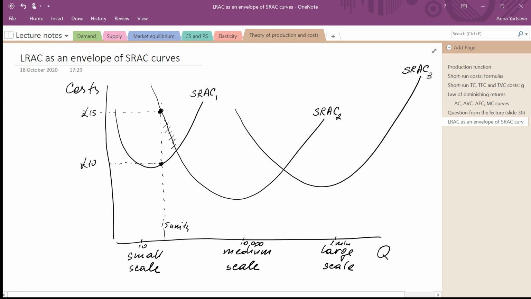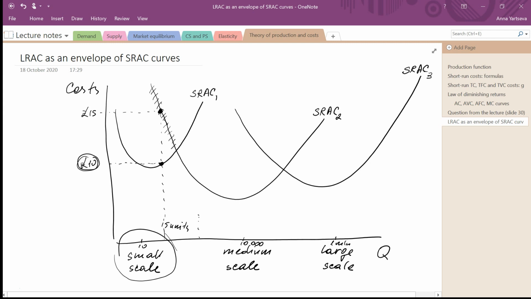Apparently, we would be interested in producing with lower costs, so we will produce at £10 by staying within short-run average cost 1, by staying within this production level, using this technology. In other words, this part of short-run average cost curve 2 will not be relevant for us. We will never choose to be located there. Instead, we will jump to short-run average cost 1. It will never be functional.